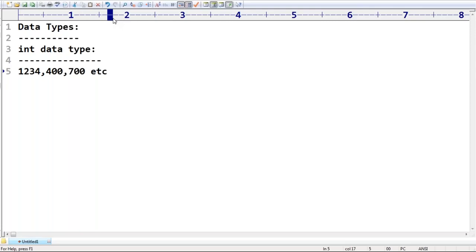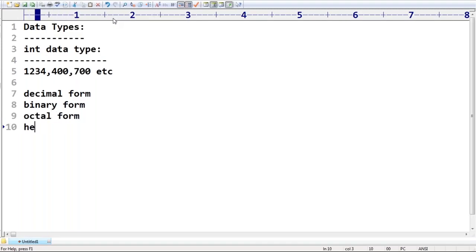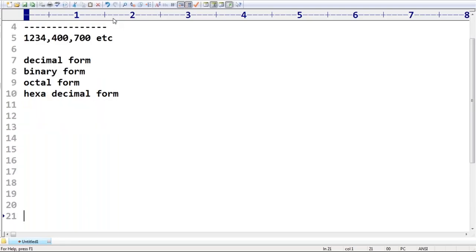Now, to specify an int value, what are the various forms available? You can specify an int value either in decimal form, or binary form, or octal form, or hexadecimal form. Any of these forms you can take, no problem at all.